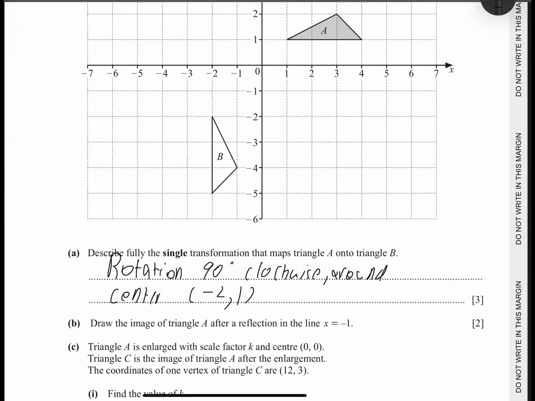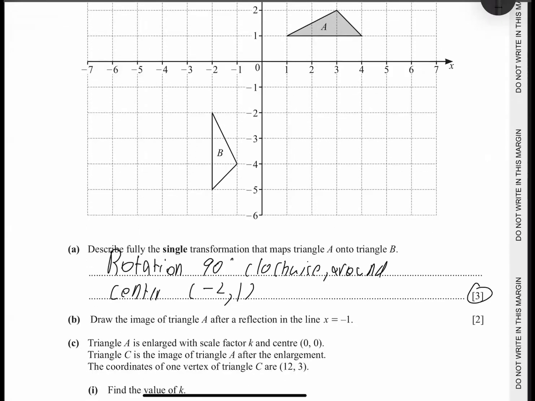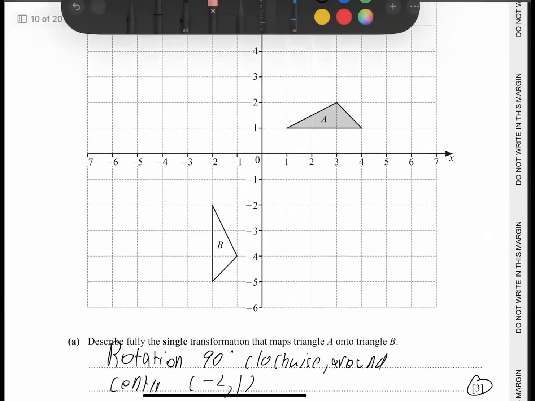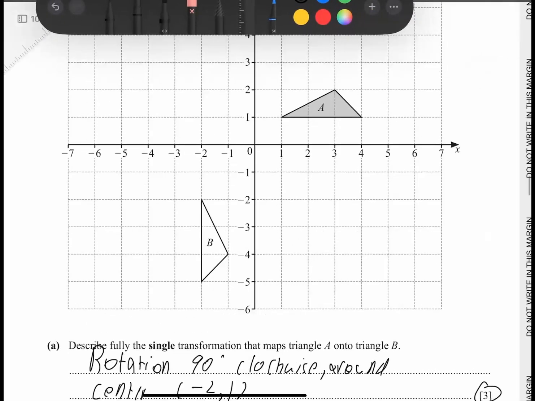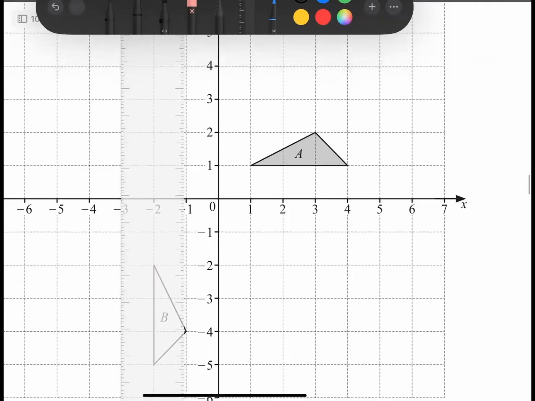Okay, so for part A, the thing I need to mention is that it's for 3 marks. 1 mark is for each point. 1 mark is for the center. 1 mark is for what's happening, whether it's rotating or getting enlarged or whatever. And 1 mark is for the direction, I said clockwise, and the angle it is rotating. Now for part B, you need to draw the image of triangle after reflection in the line x equals minus 1. So line x is equal to minus 1 is this one, right? X is minus 1 at this point.